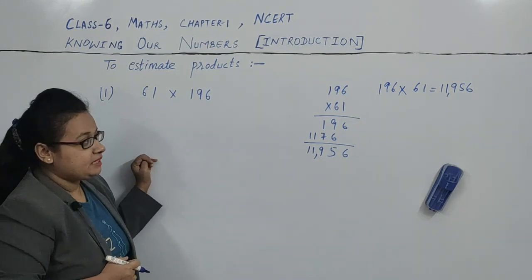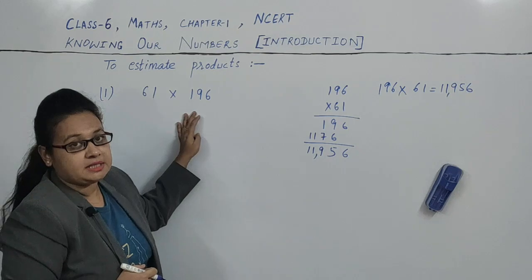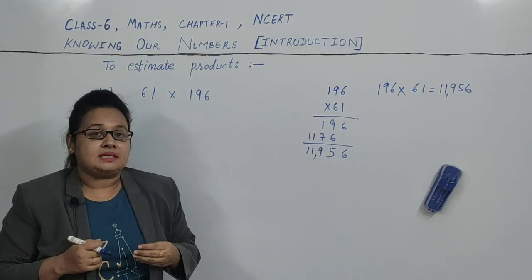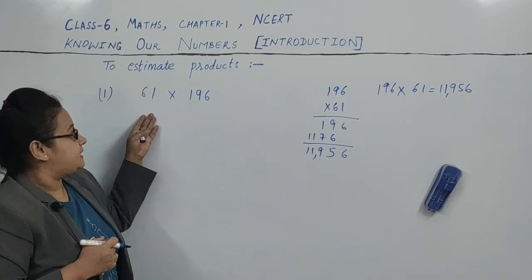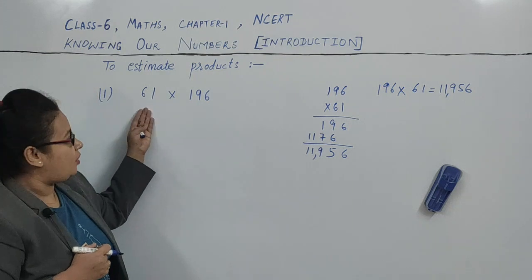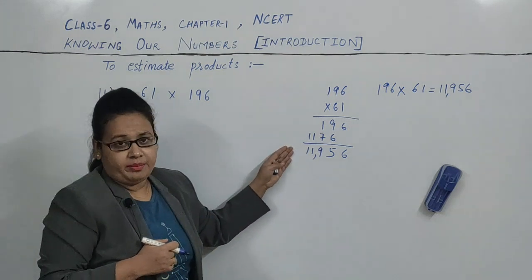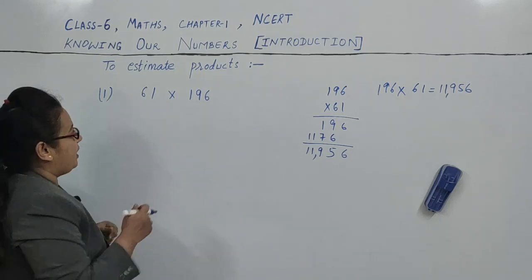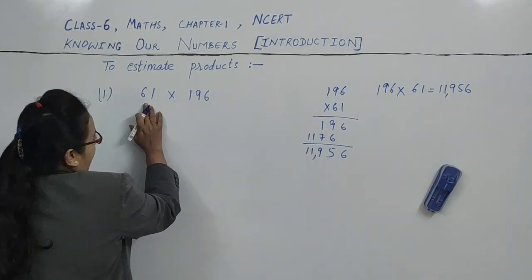So why do we find the estimated product? Because when we want a quick answer, a quick result, then we do the estimated sum, difference, or product. So we want a very quick answer of this. So we will not do this long process of multiplication. We will do the estimated product. So how will we do this?